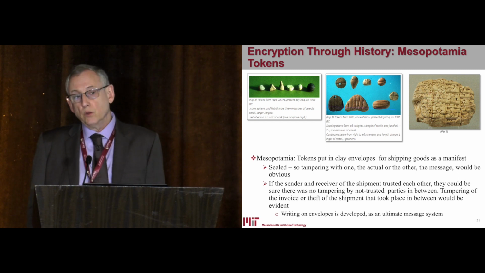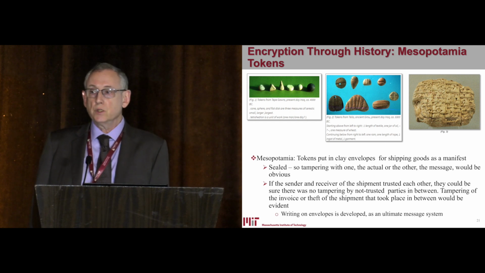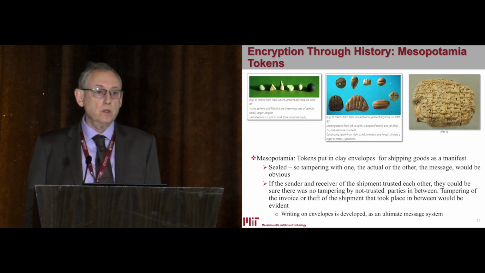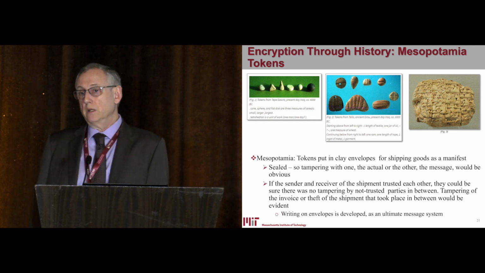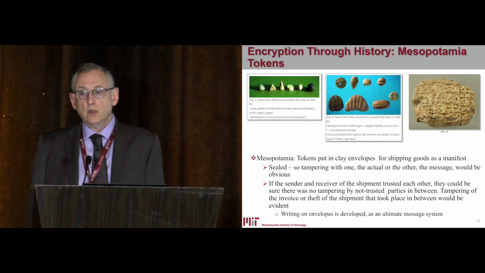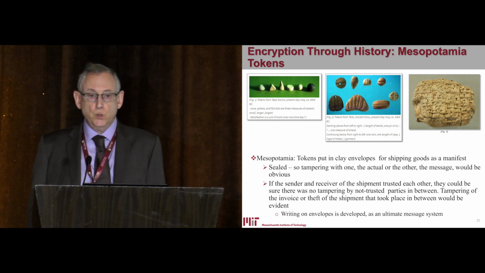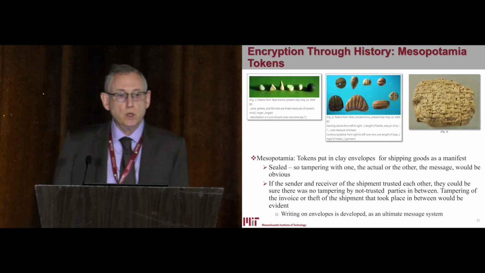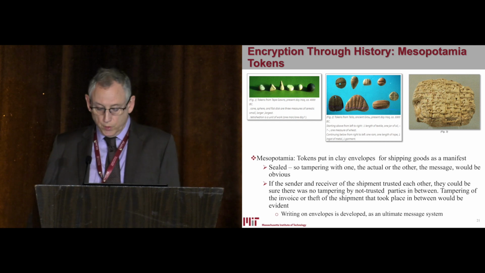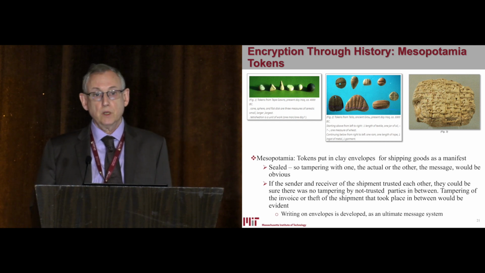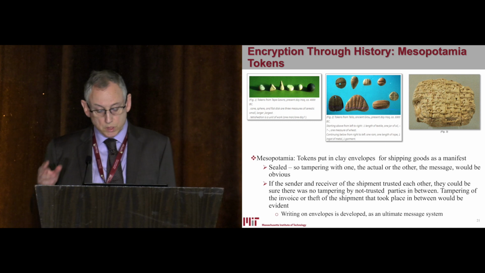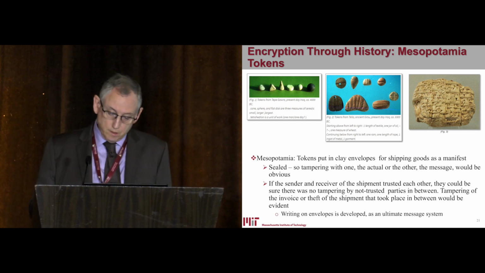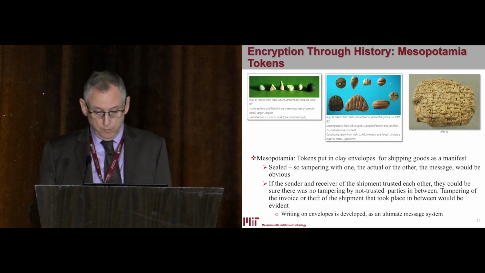So if there's a third party stealing the goods along the way, it won't reconcile with the manifest. If someone breaks open the clay envelope, it becomes obvious as well that there was tampering. So this is a way for two trusted parties, the shipper and the receiver of the goods, to know that there was no third party tampering in between. And by the way, the writing on the envelopes becomes the Mesopotamian script. So money messages have a deep history.